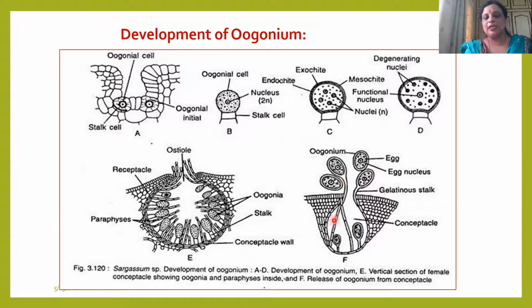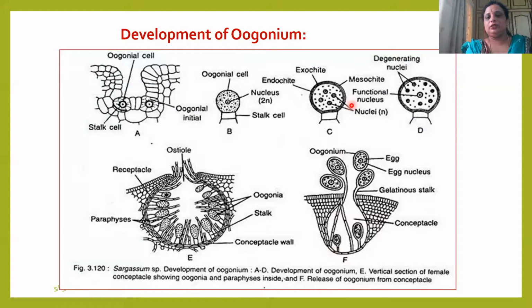Because of this mucilaginous stalk, once this oogonium has been projected outside, it is easy for the process of fertilization. That is the reason for the mucilaginous stalk. How has this mucilaginous stalk been produced? This is due to the mesocyte, which forms the mucilaginous stalk.